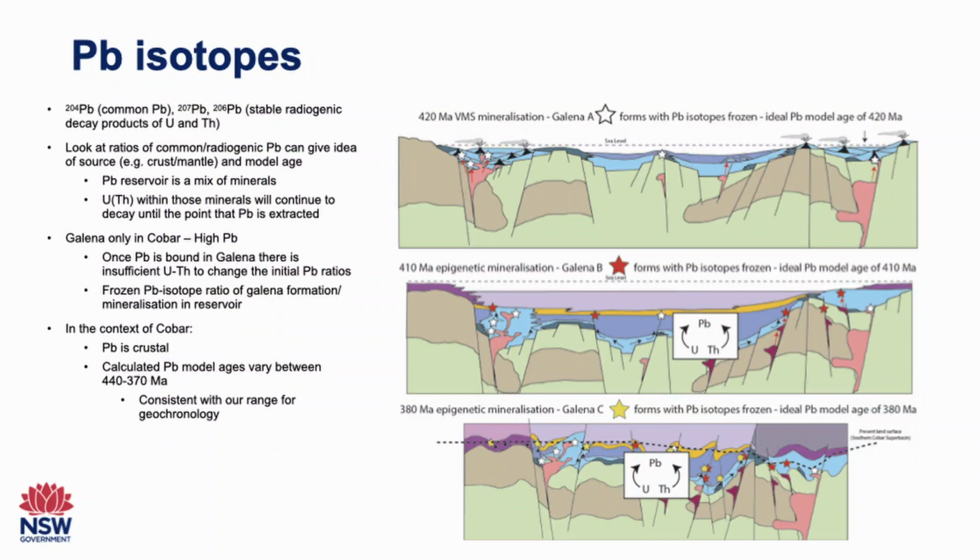If you think about a lead reservoir, the lead is a mix of minerals basically sitting in that basin sequence. Let's go with our initial sequence here at 420. Uranium and thorium evolved to the point where you extract that lead from the system. And if you bind that in a high lead mineral, there's not enough uranium and thorium to change the lead ratios that it already established.